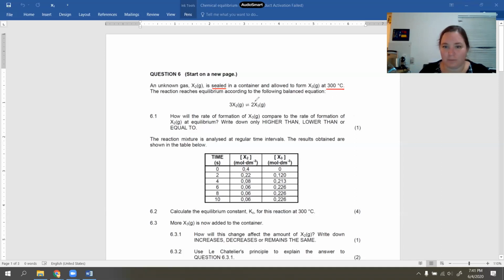So there it is. First question, and this isn't on Kc, but I'm covering it as revision from Tuesday. How will the rate of formation of X3 compare to the rate of formation of X2 at equilibrium? Write down only higher than, lower than, or equal to.